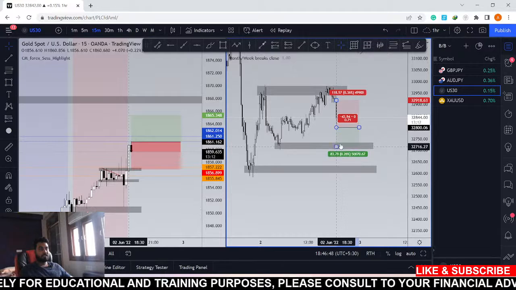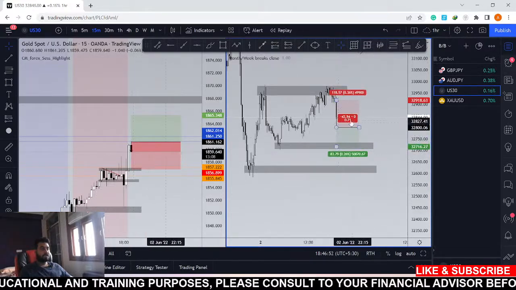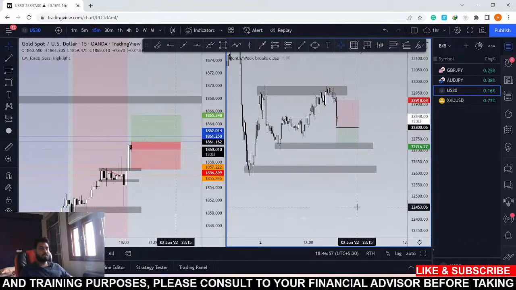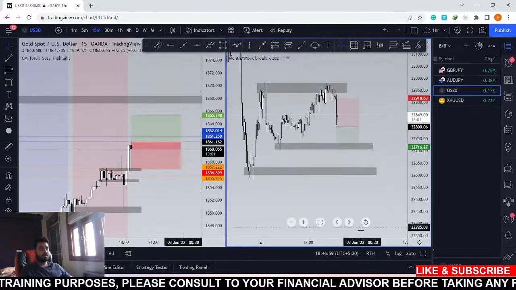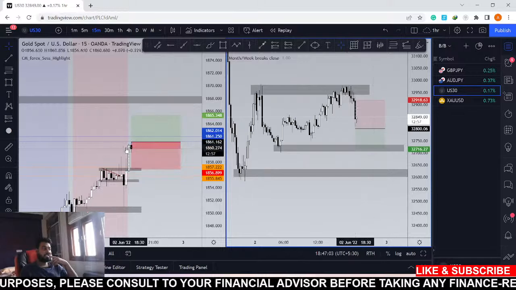There's 0.7%. If it comes down, I'll be closing my trade at 0.7%. I will not wait for this position. You can see this is not activated. This has been activated.